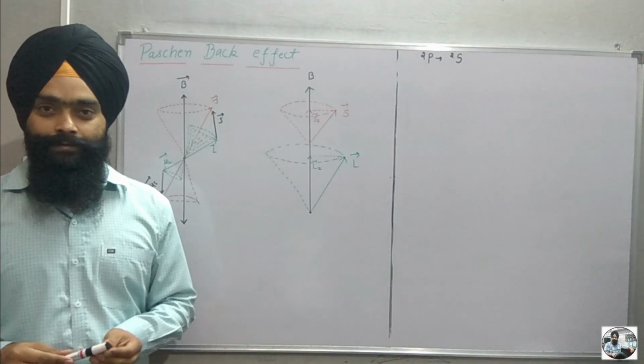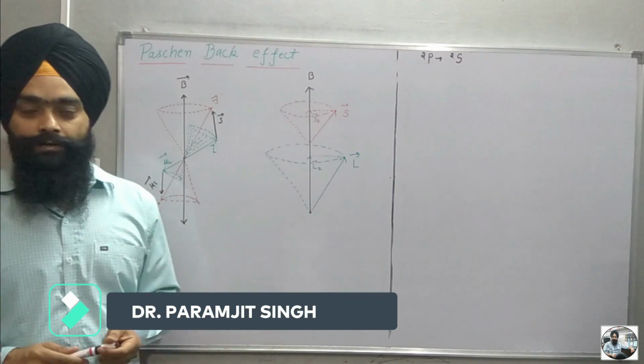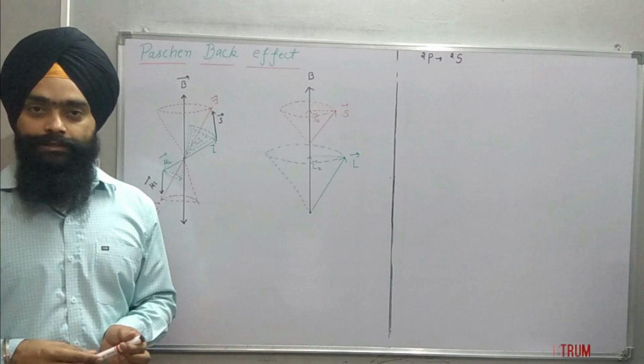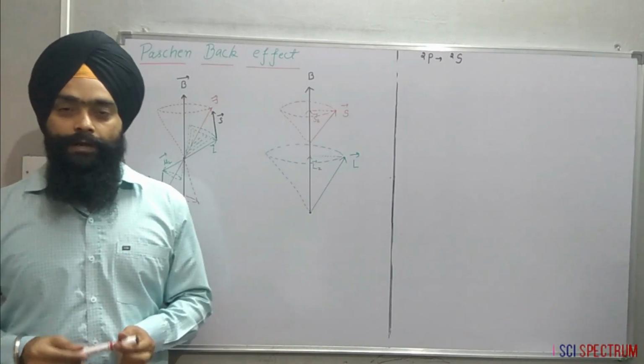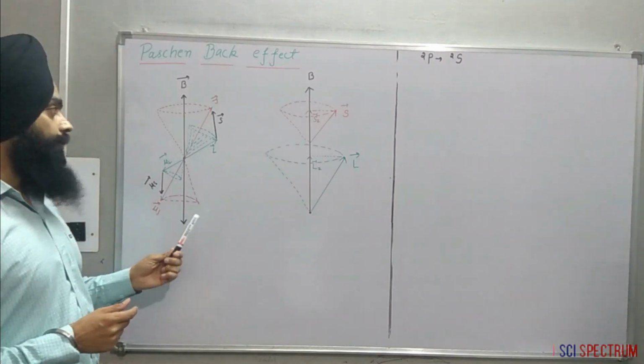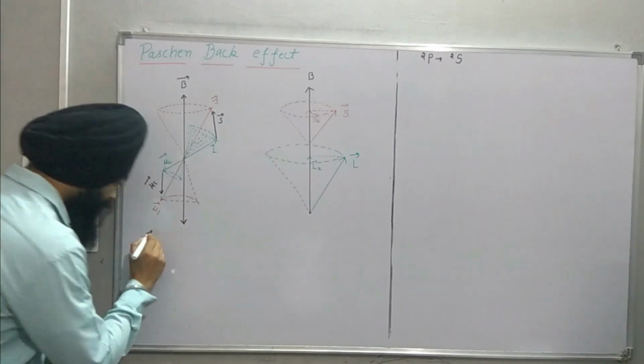Hello students, today we are going to start with the Paschen-Back effect. In the previous lectures we have discussed the normal Zeeman effect and anomalous Zeeman effect. In case of anomalous Zeeman effect, this is the diagram for the anomalous Zeeman effect. The magnetic field was weak.